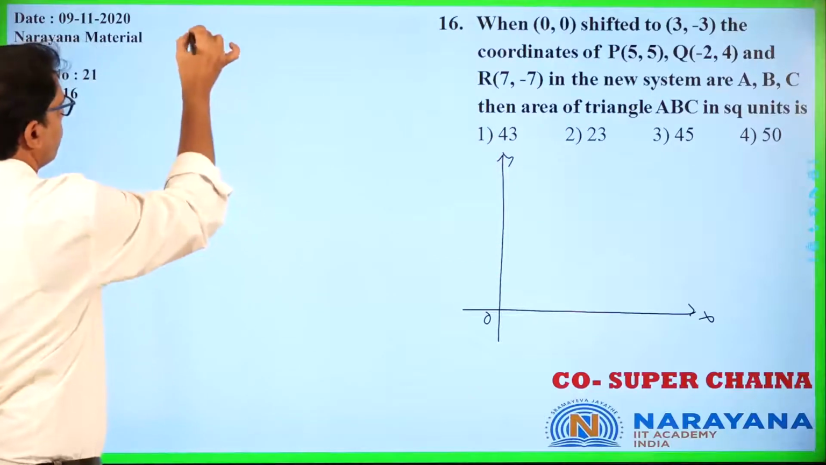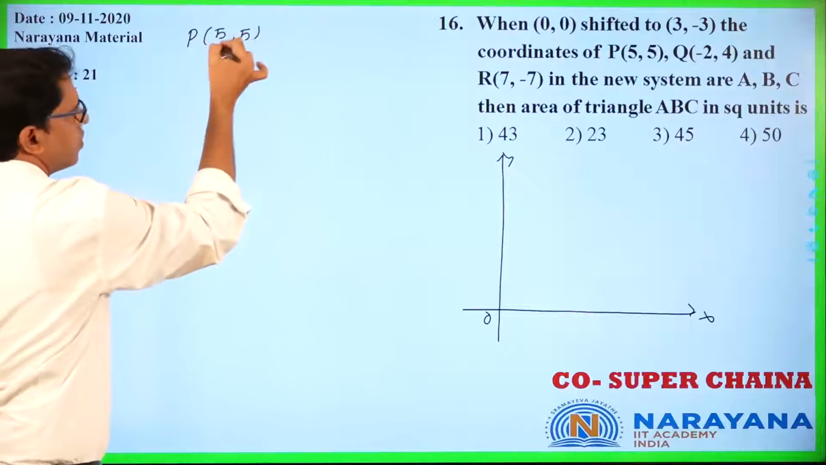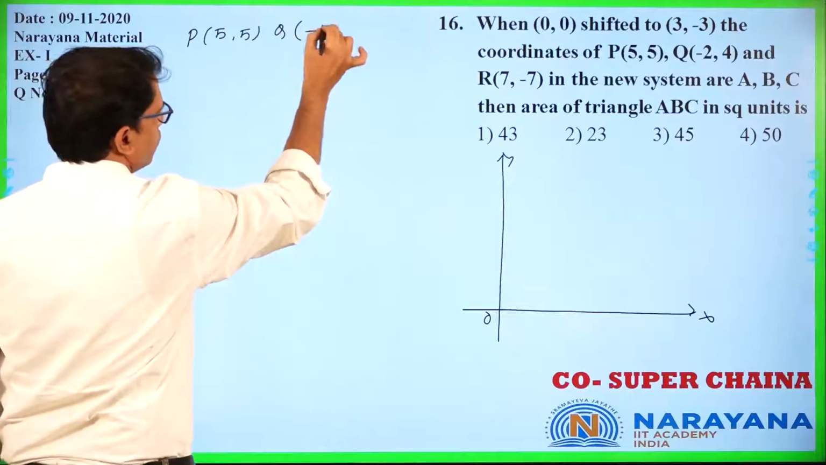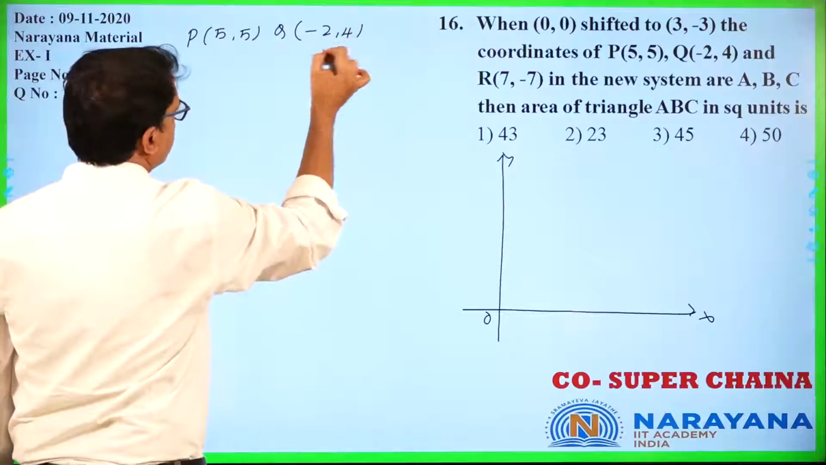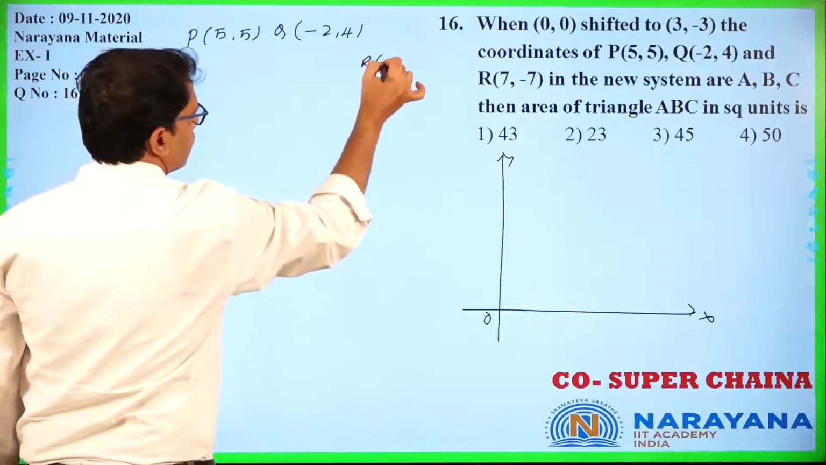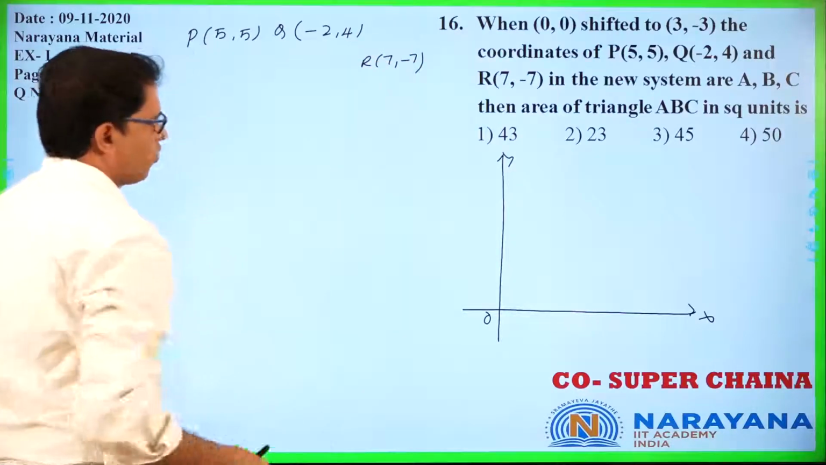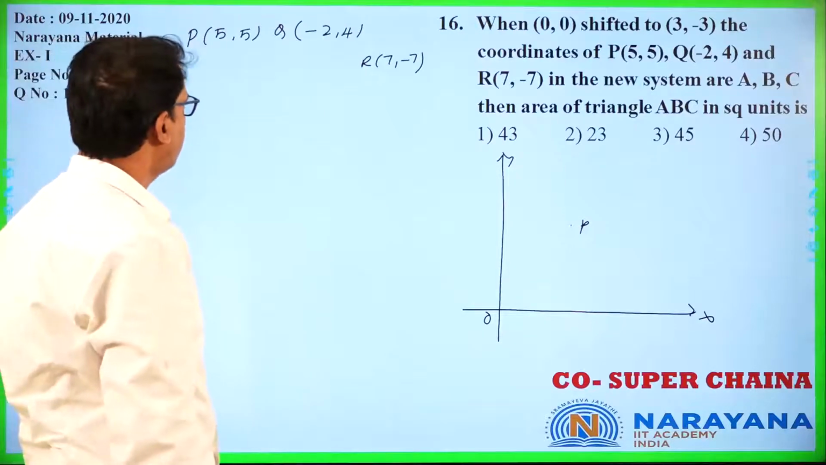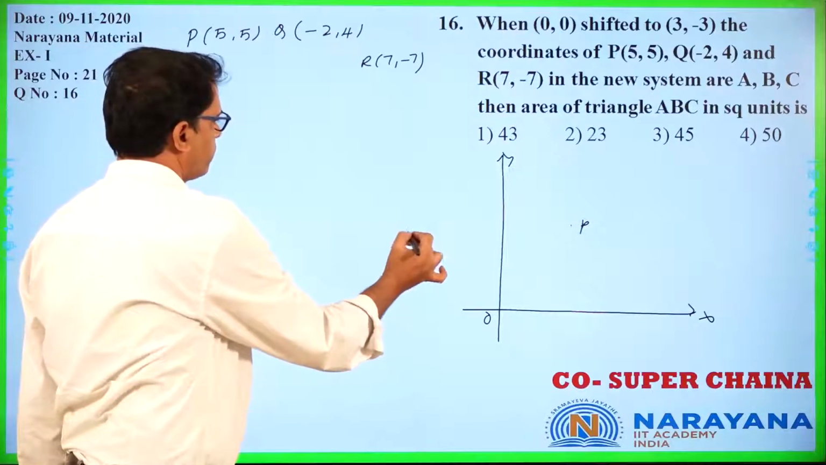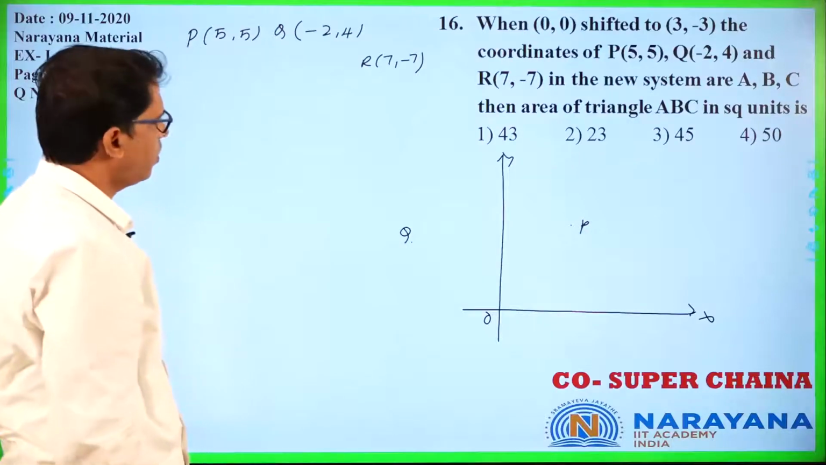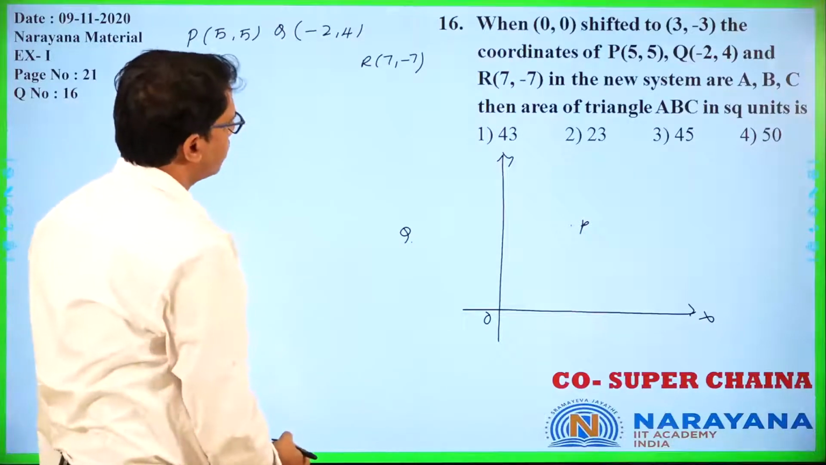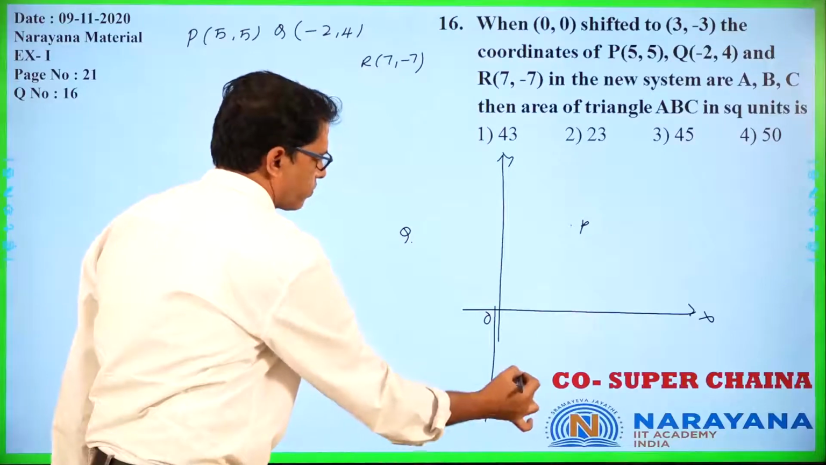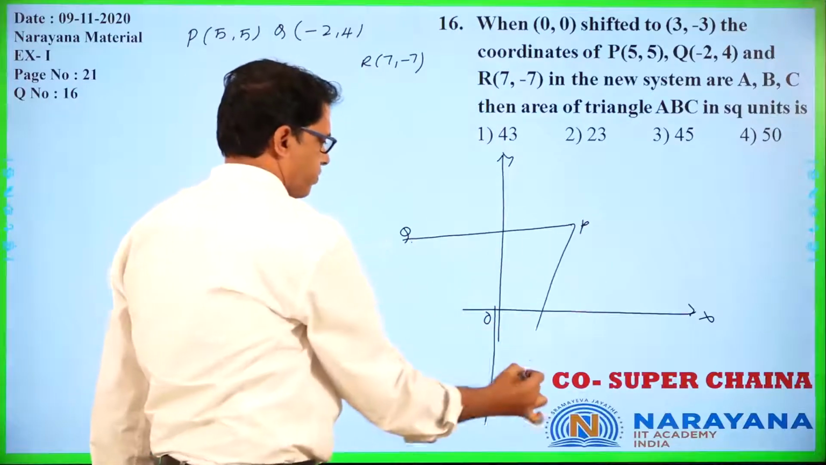What is P? P is (5, 5), Q is (-2, 4), then R is (7, -7). Okay, P is somewhere here, then Q somewhere here, and R has X positive, Y negative, so R is somewhere here. This is a triangle.